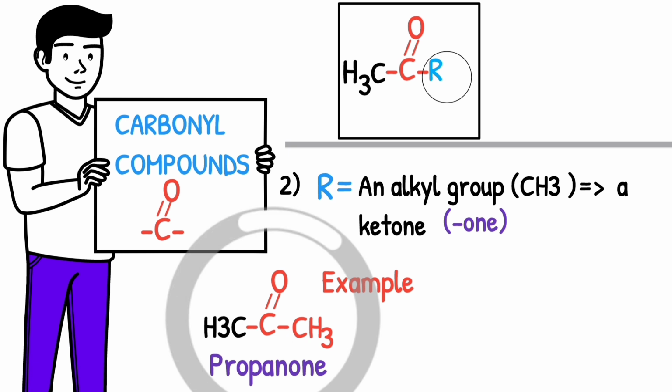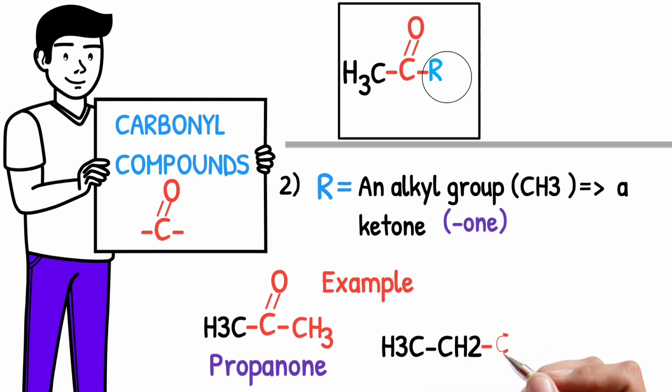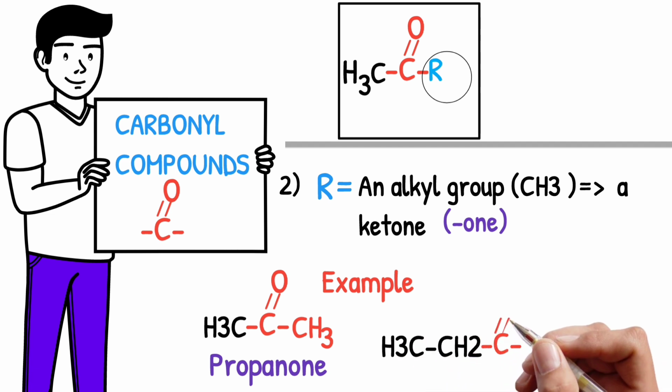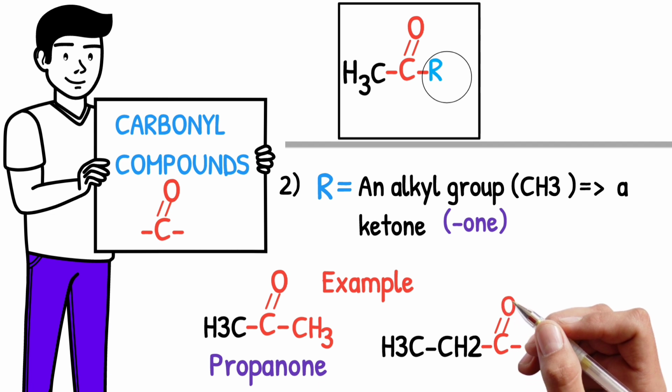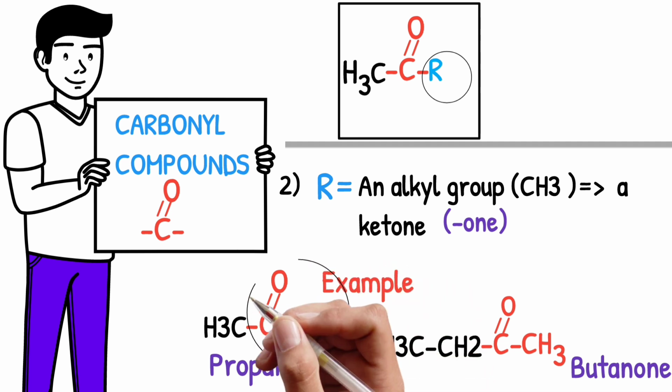And since there are 3 carbon atoms, like we said, it is a propane. But we are not going to call it propane because it is not an alkane. It is a ketone, and the name should end with on. So we name it propanone. Let's look at the other example. Notice that we have increased the chain from methyl to ethyl, and we still maintain our methyl group here. So what do we have? We are going to have butanone.